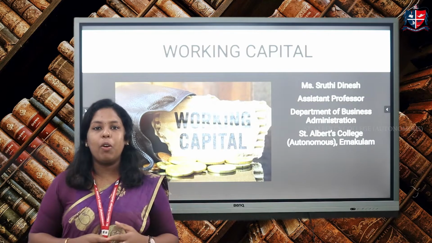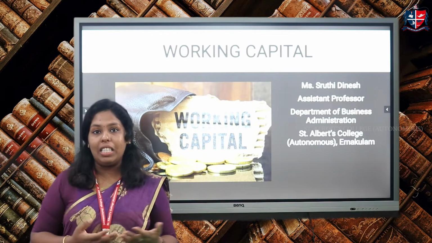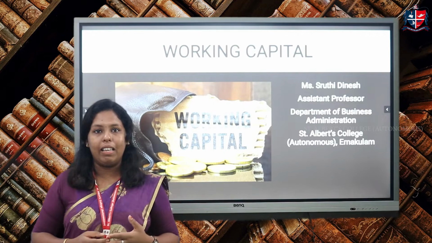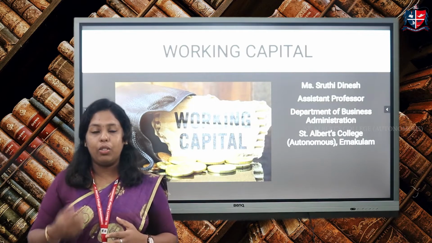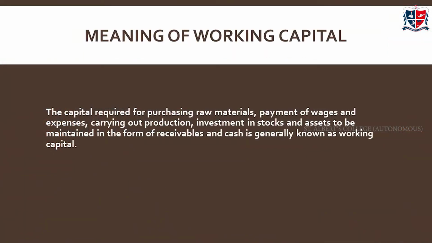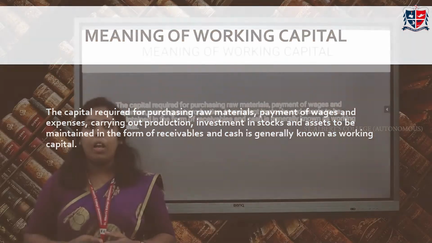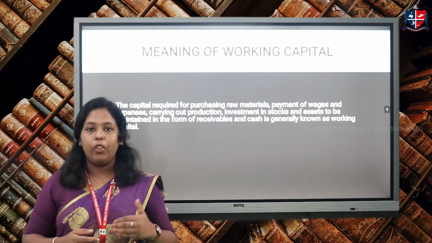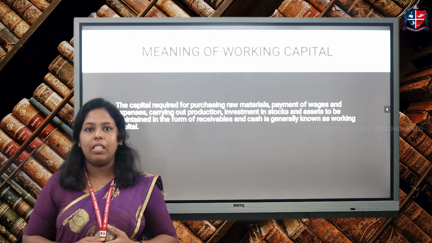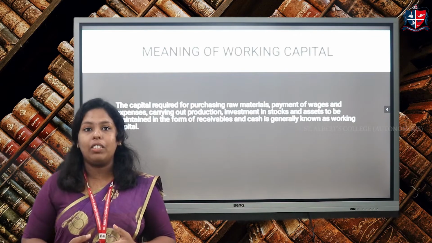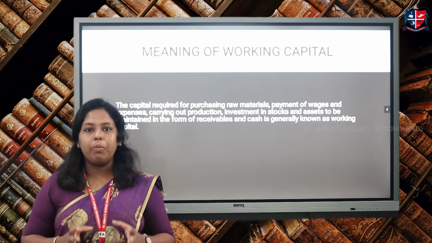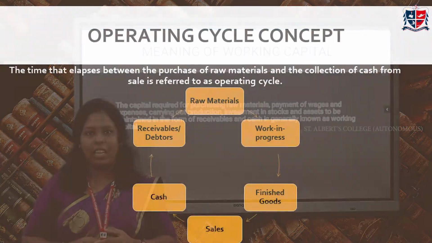Fixed capital is that part of capital which is used to invest in fixed assets like plant, machinery, building, etc. And the second one, working capital, is that part of capital which is needed for the day-to-day operations of the business. So working capital is mainly used for purchasing raw materials, for the day-to-day expenses of the business, for payment of wages, etc. So working capital simply means investment in current assets.